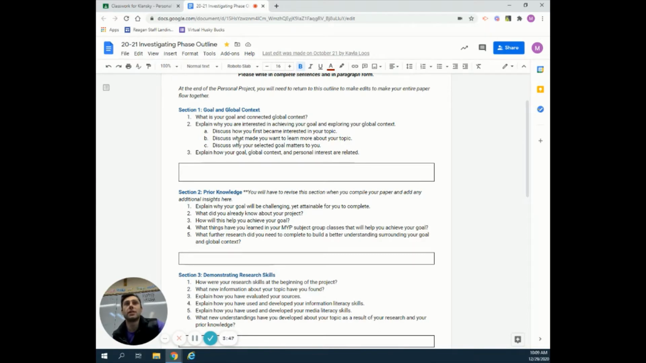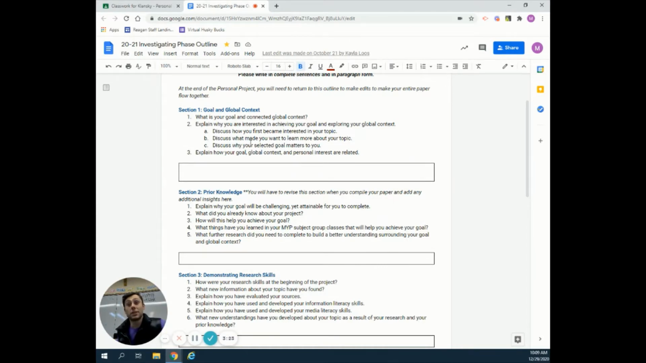You're going to take your goal. So you're going to learn how to build a water filtration system out of recycled material. You're going to learn how to make a cookbook of recipes from your grandma's homeland. You're going to learn how to play a new instrument, whatever it is. You're going to take that goal and tie it to a global context.